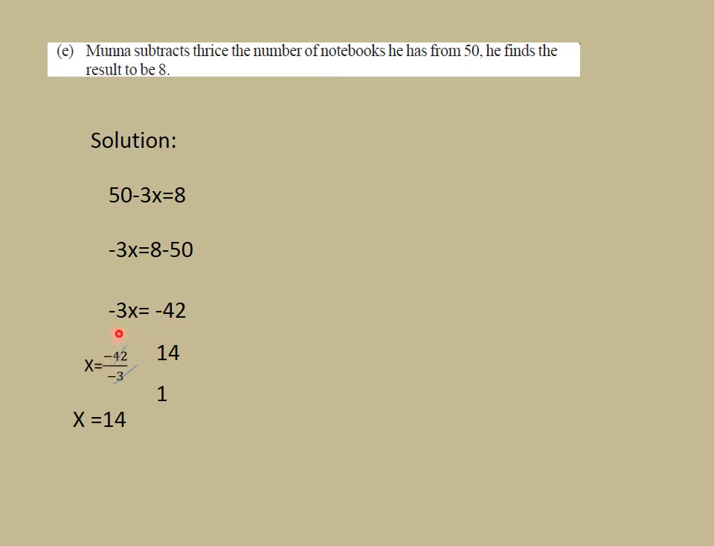So what is the next step? This minus 3, what is it doing with x? Minus 3 is doing multiplication with x. Minus 3 times x. So minus 3 is multiplying x. So when it goes to the right hand side, it has to be written in the denominator. So minus 3 into x is equal to minus 42, and on the right hand side it becomes minus 42 upon minus 3.